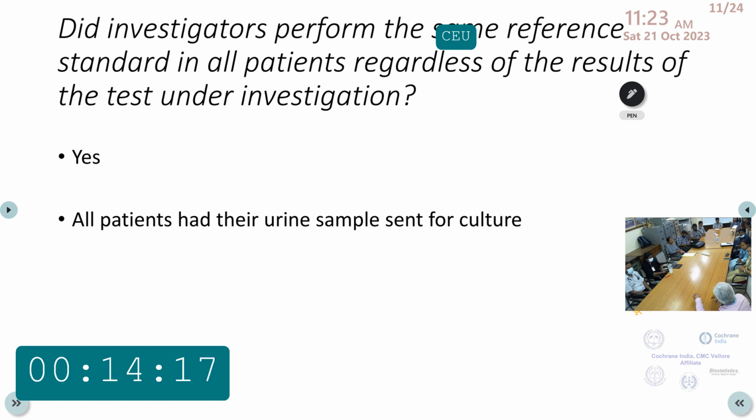So sometimes you find multi-center diagnostic studies where each center had a slightly different reference standard. That is why you should be careful. That should not happen, because that becomes a problem.